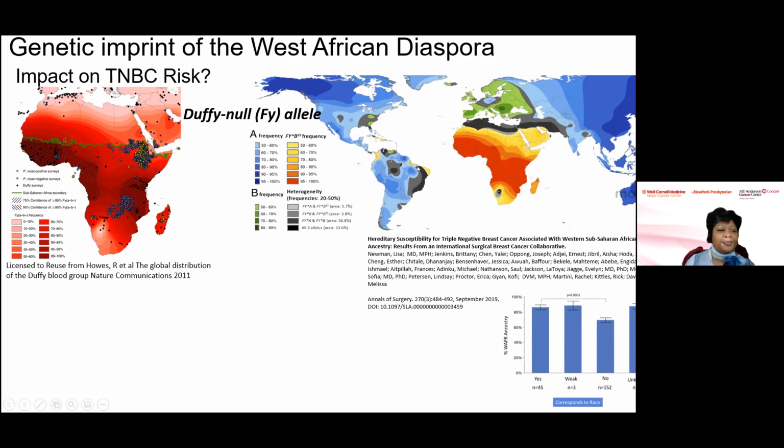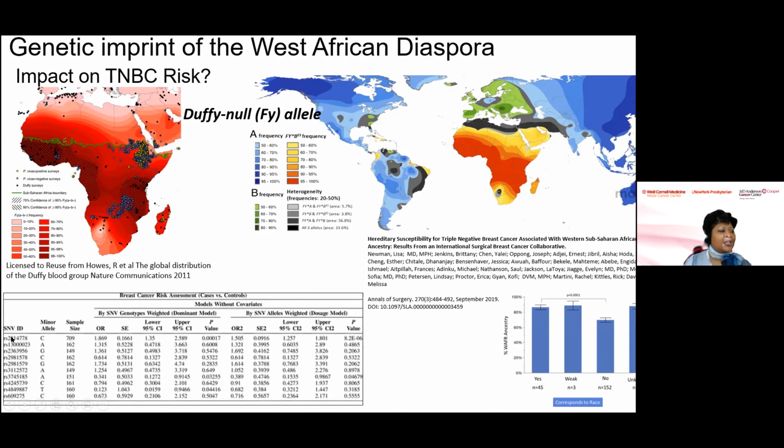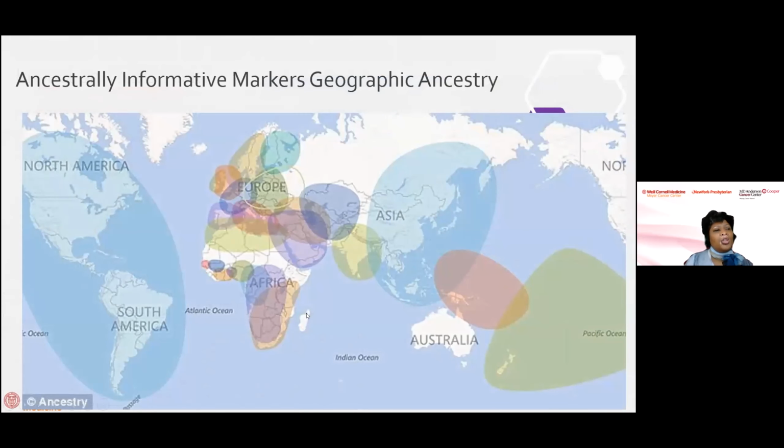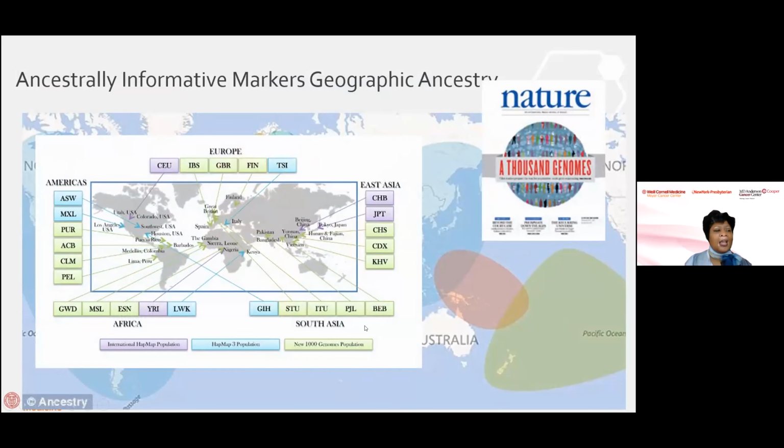distribution of this allele. In a recent publication, we actually showed that triple negative breast cancer is associated specifically with Western sub-Saharan African ancestry. On top of that, the Duffy null allele, which is at this top line all the way across, is one of the most significant risk alleles for triple negative breast cancer. And so now we utilize ancestral informative markers, which just basically means genetic variants that are specific to subpopulations across the world, to assess whether or not ancestry of any origin is associated with different or unique tumor phenotypes.